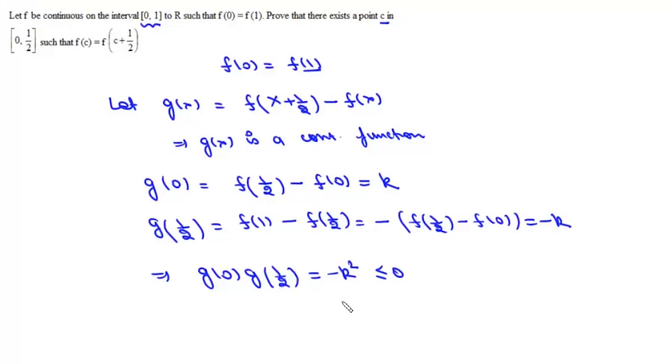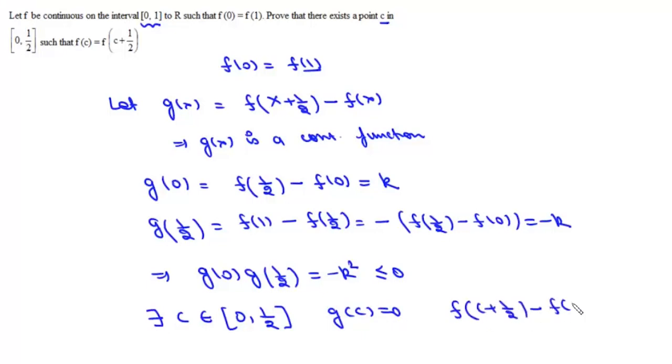Then from Bolzano's theorem we can say that there exists at least one c in the interval 0 to 1 by 2 such that g(c) equals 0. Now if we put g(c) equals 0, we get f(c plus 1 by 2) minus f(c) equals 0, or f(c) equals f(c plus 1 by 2). So we have solved this question using Bolzano's theorem.